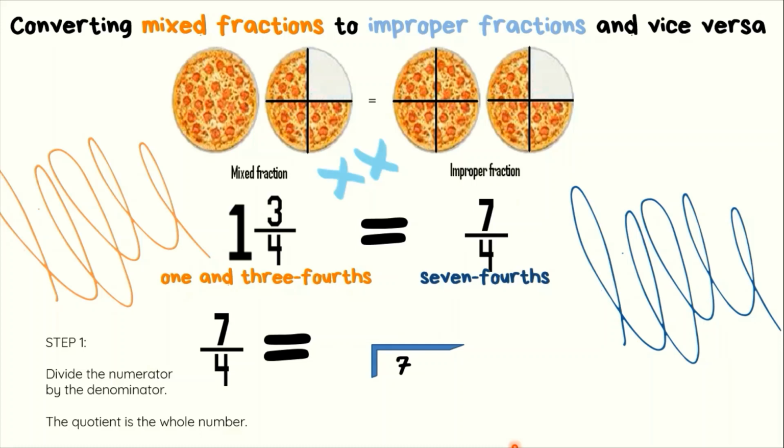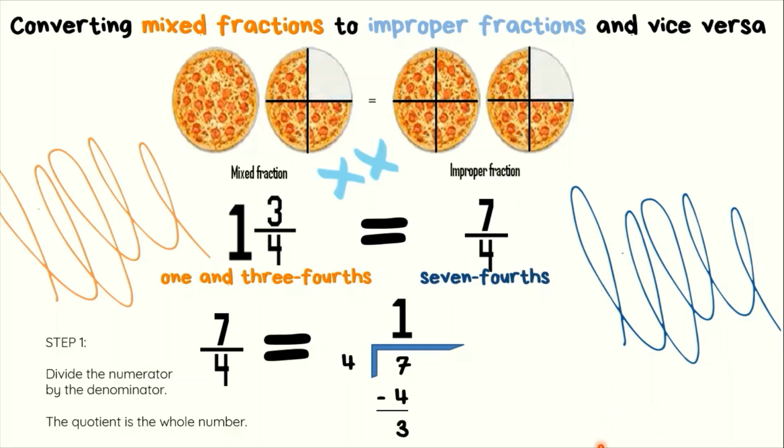Si 7 ay nasa loob ng ating division line. Siya yung ating numerator. Si 4 naman ay nasa labas ng ating division line. Siya ay ang ating denominator. Let's start dividing. 7 divided by 4 is 1. Then 1 times 4 is equal to 4. 7 minus 4 is 3.